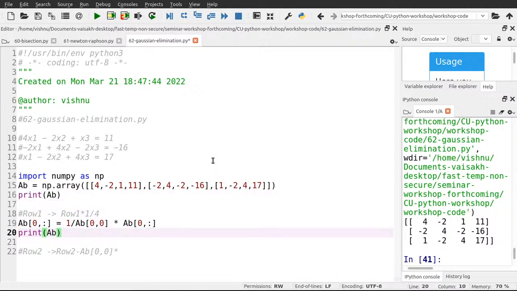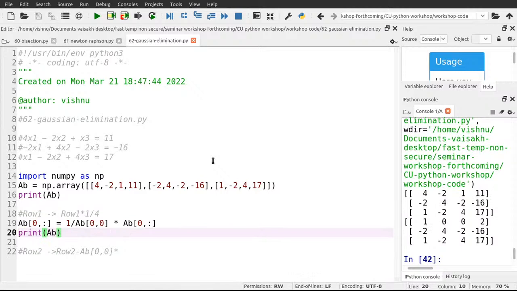Let us see AB. What is AB after this? Okay, this has become 1, 0. Maybe we need to be a little bit careful. Why is it happening like that? 1 by AB 0, 0 is nothing but 4. So 4 has become 1. So what did we do here? Minus 2 has become, but why did it happen like that?